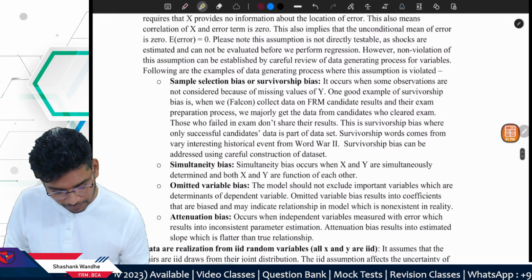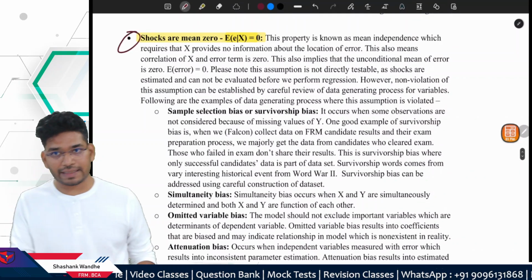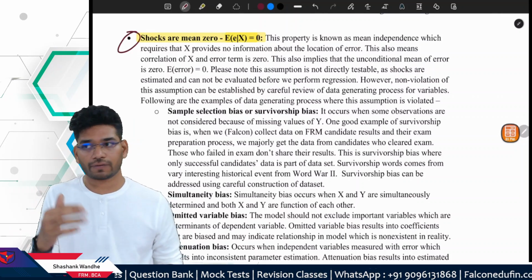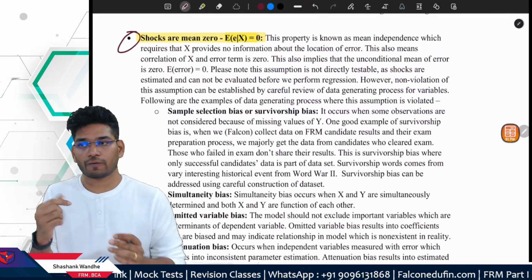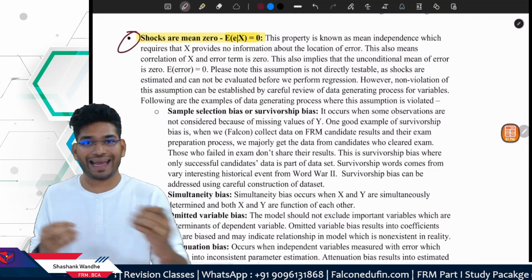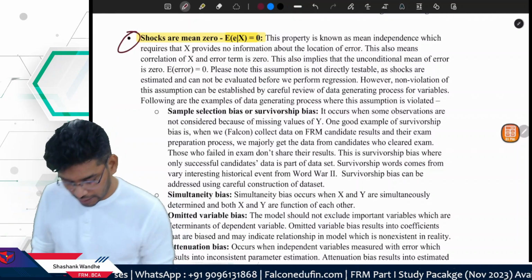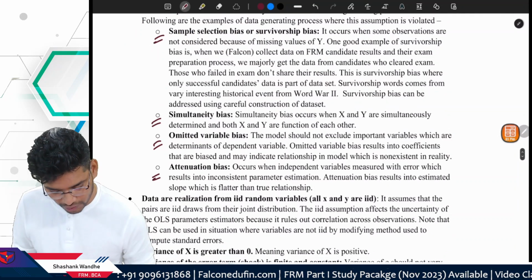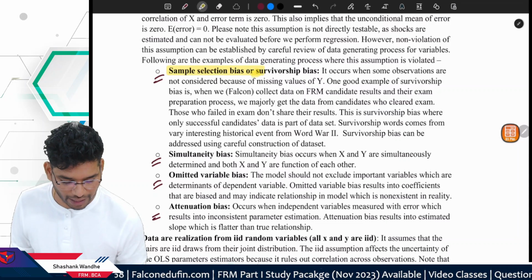Now, to make sure the shocks are mean 0, which is a property of linear regression, you have to make sure of a few things. First of all, you can't treat this property in the model. You can't do anything with the model to make sure the shocks are mean 0. We have to follow certain procedures here. First of all, make sure there is no sample selection bias or survivorship bias.